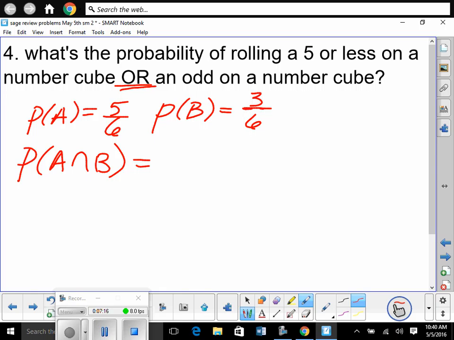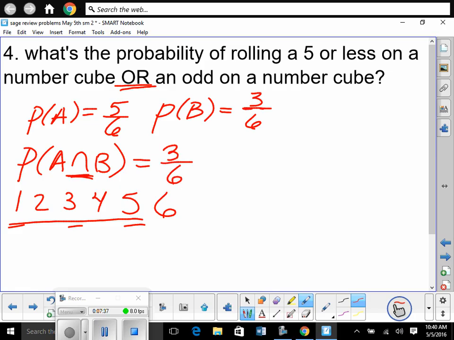Let's think about it. I'm going to write it down. We could roll 1, 2, 3, 4, 5, or 6. So when is it 5 or less? Wouldn't that be these? And at the same time, odd, because that's what "and" means, right? 1, 2, 3 times. So this is 3 out of 6, right?